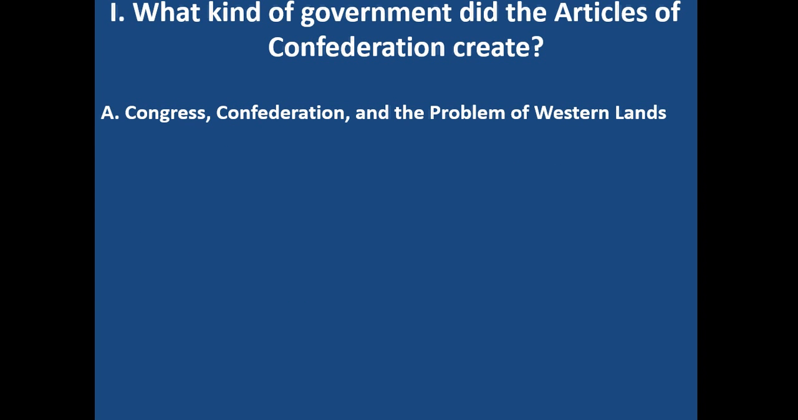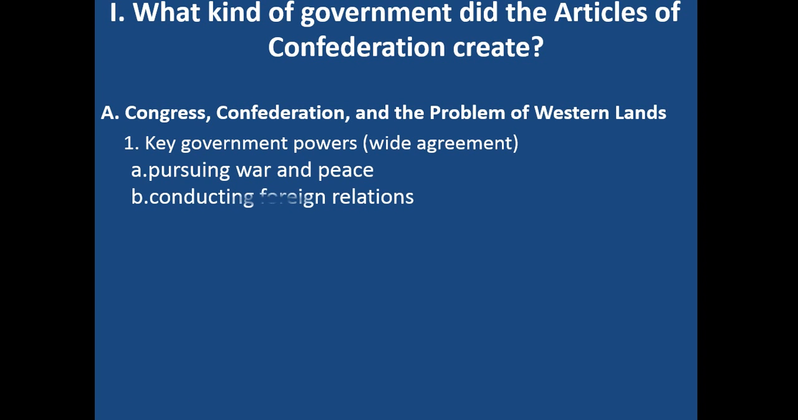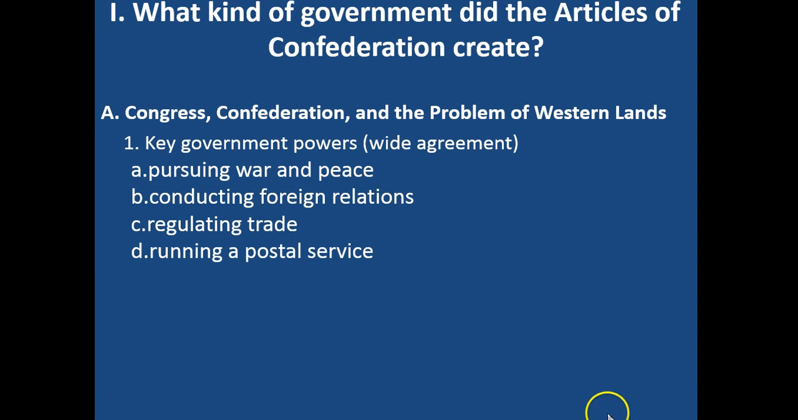Let's look at the Articles of Confederation. So, a couple of things here. It says Congress, Confederation, and the problem of Western lands. Basically, there's a number of things here that I'm going to talk about briefly. And what everybody seemed to agree on after the American Revolution is that we wanted a government that could do certain things but not do other things. They were very scared of having an ultra powerful government that would do too much. And so they wanted to have a government that could do these four things really well.